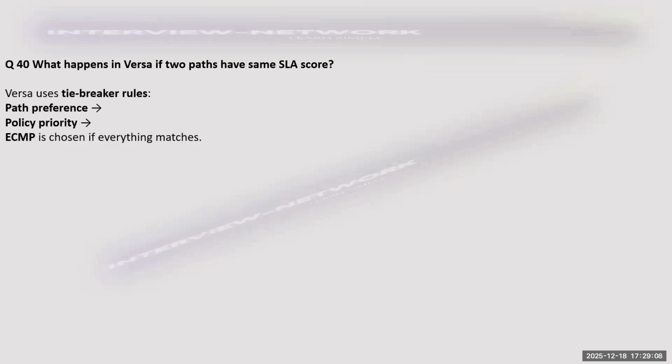What happens in Versa if two paths have the same SLA score? Interesting. Versa uses tiebreaker rules, path preference, policy priority. If nothing is there, then ECMP, that means equal cost multipath. Traffic will be equally shared between the available links.